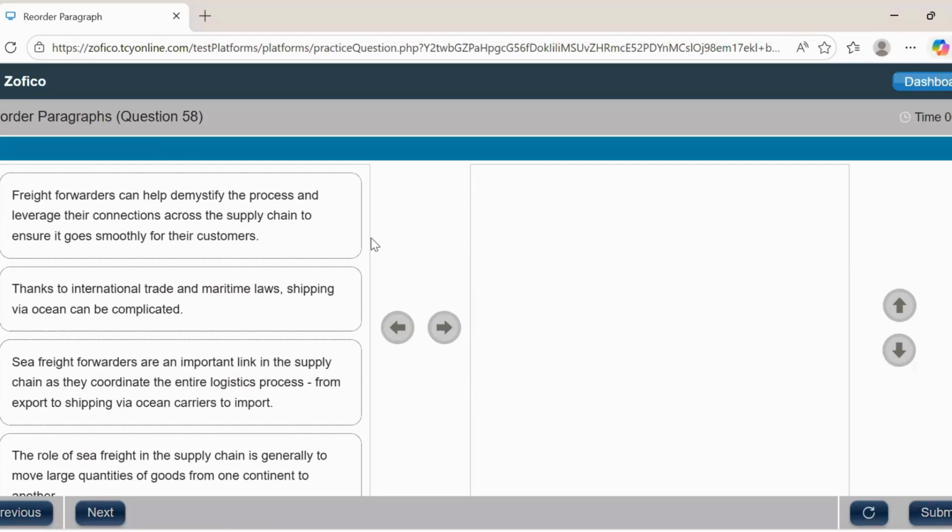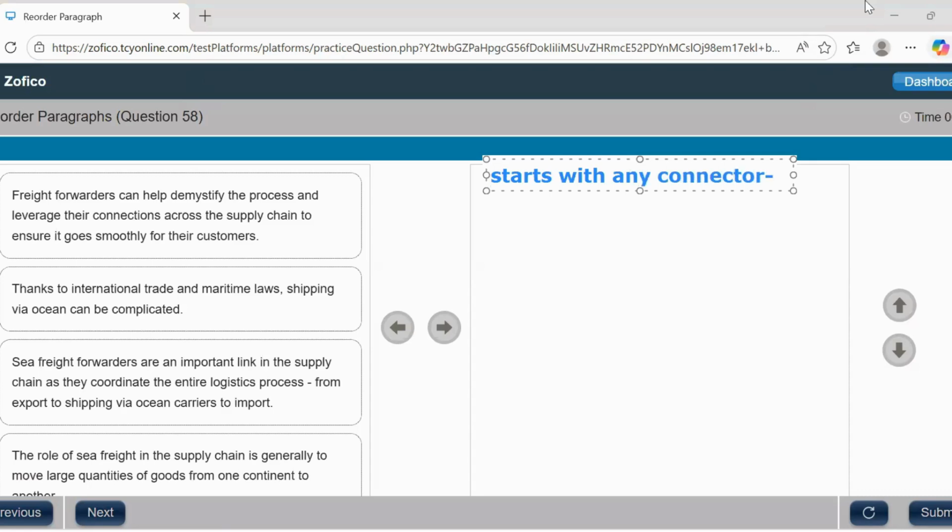So first of all, the first thing that you have to see is which paragraph will come first. Always you have to see that. So first of all, we will see which paragraph cannot come first. The paragraph that starts with any connector can never come first.